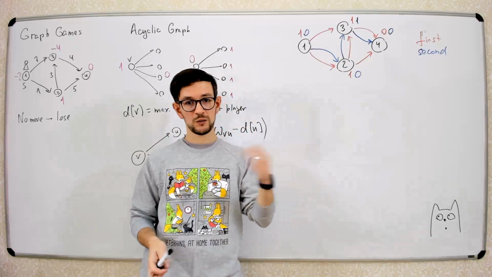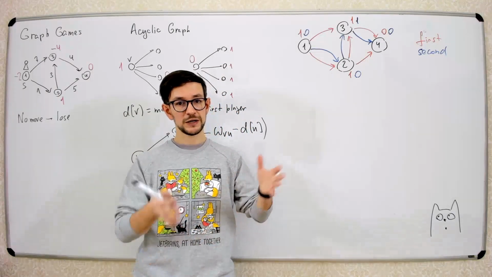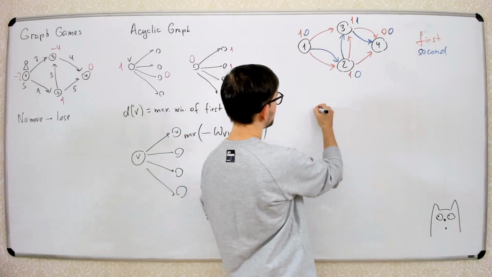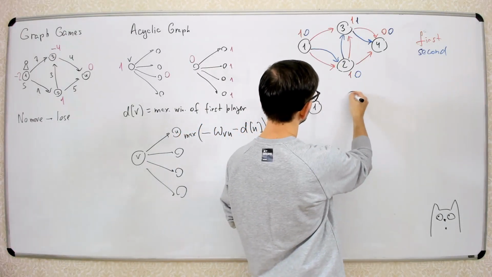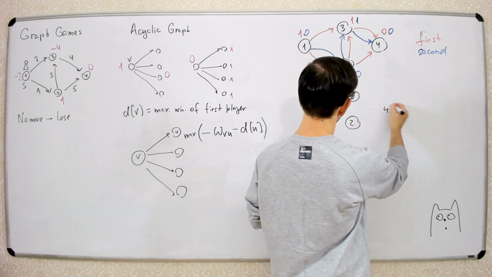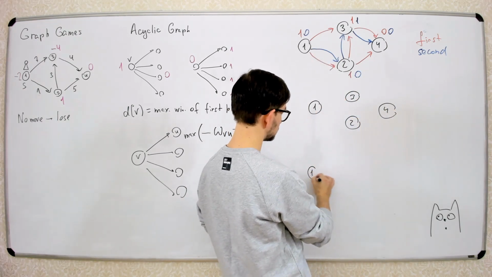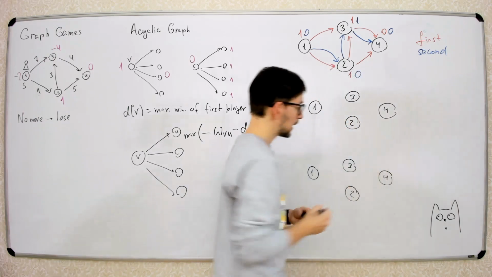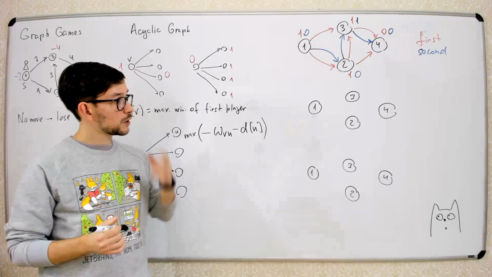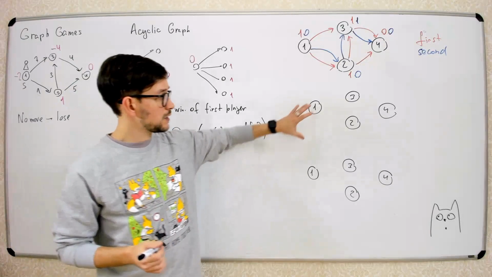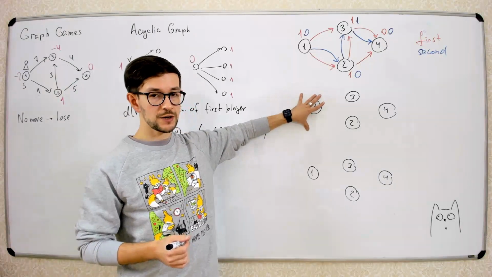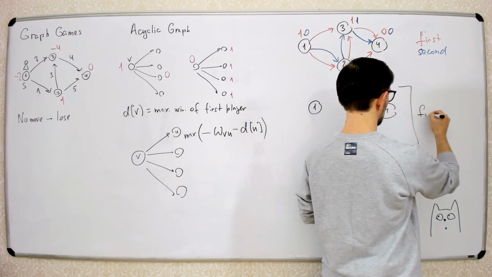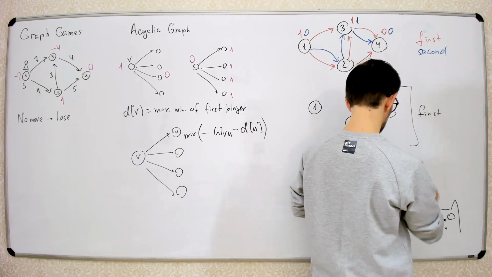How to build a symmetrical game from an asymmetrical game? You basically need to duplicate your graph. So you have the first layer of your graph and the second layer. And now you simply say that if you're standing in one of these nodes, then it's the first player who moves. So here the first player moves, and here the second player moves.